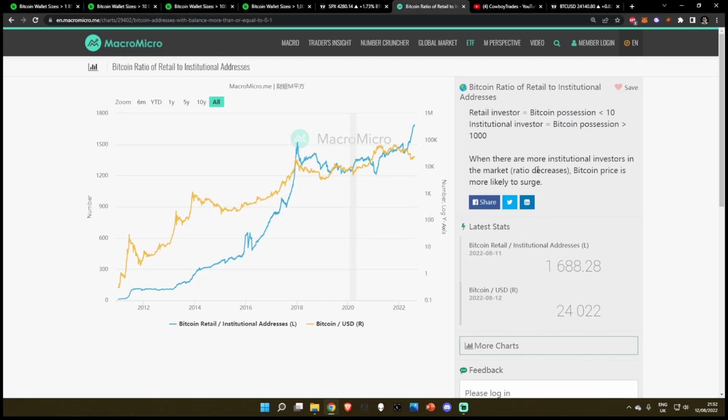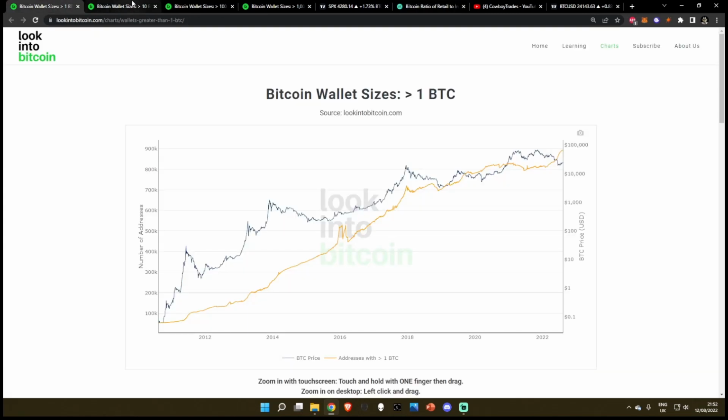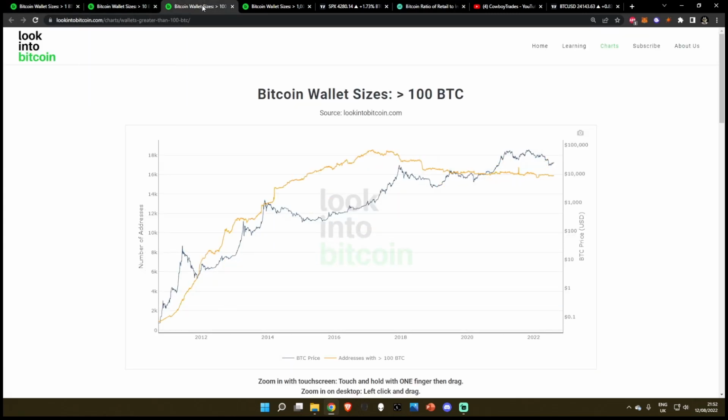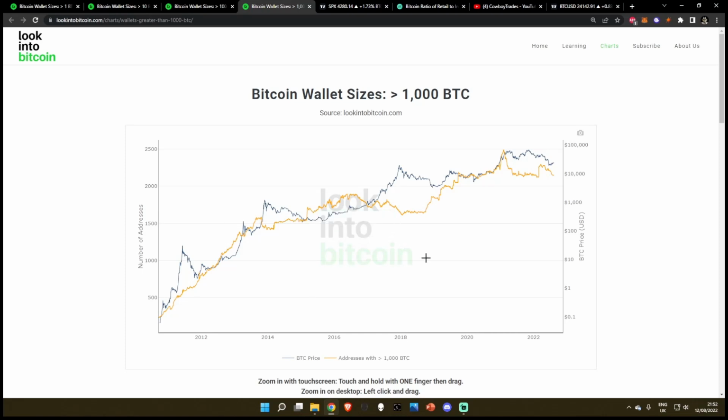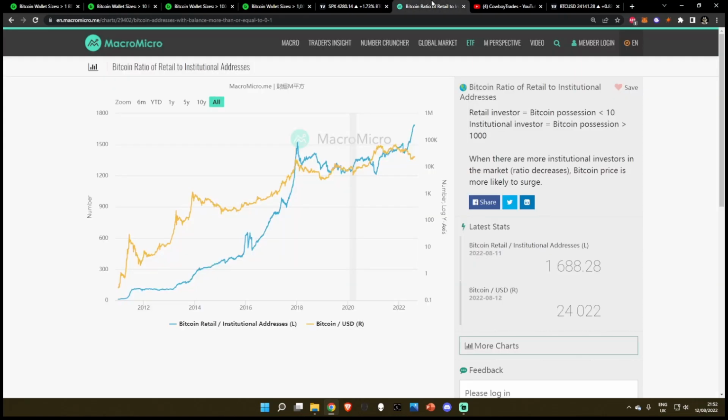Now, the retail to institutional address ratio is a very, very interesting on-chain metric because a lot of the time the blue line, which is your retail to institutional addresses, is highly correlated to the Bitcoin price action. And this makes sense because the Bitcoin market structure is predominantly held up by retail traders. If we look at the wallets with 1 BTC, 10 BTC, 100 BTC, they were accumulating a lot more drastically than institutional addresses.